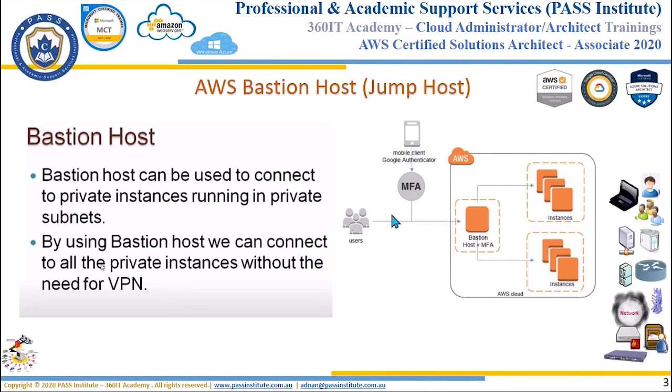So a jump host is a server. Again, it's just a normal server. It can be a Windows server or a Linux server, and only this one server is open to the internet. The users or the admin will connect to this server through port 3389, the RDP port, and once they are connected to this server, they can connect to the inside of the network.